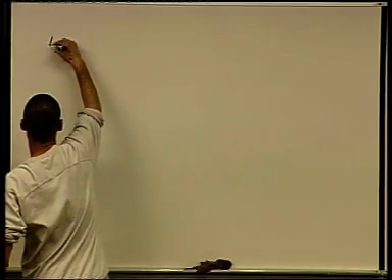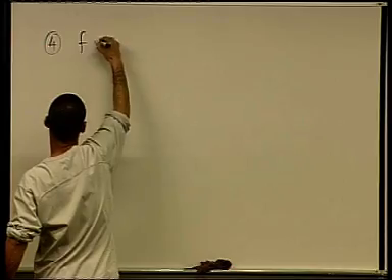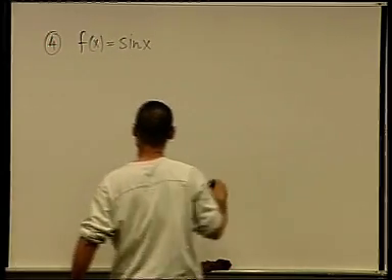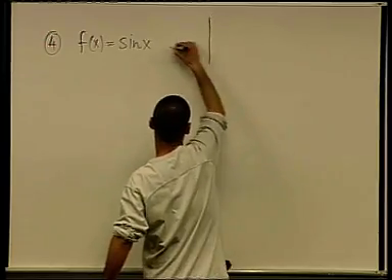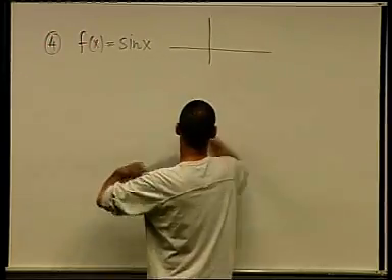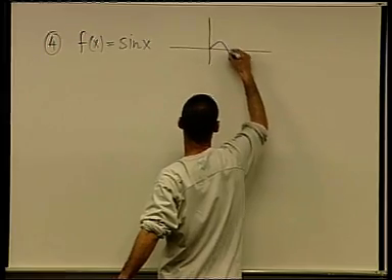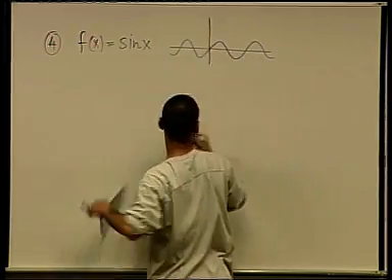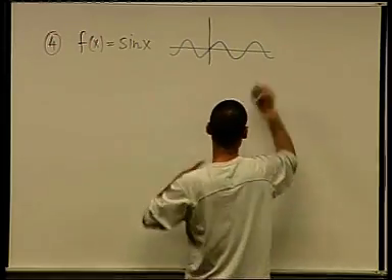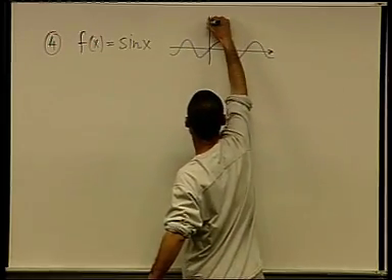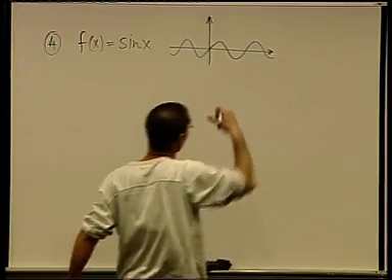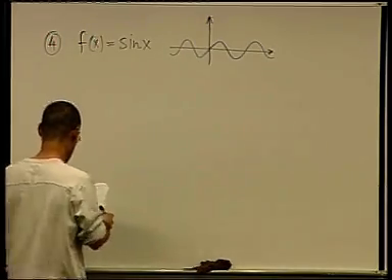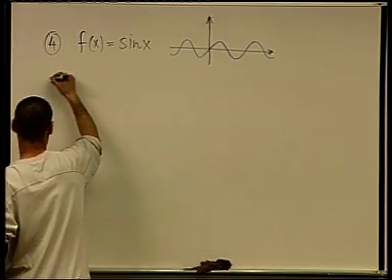Example 4, f of x equals sine of x. Let's make a quick drawing. So sine of x looks something like this. Do you know what the answer is going to be? The answer is that the derivative at any point is cosine. Let's see how we get that from the definition.